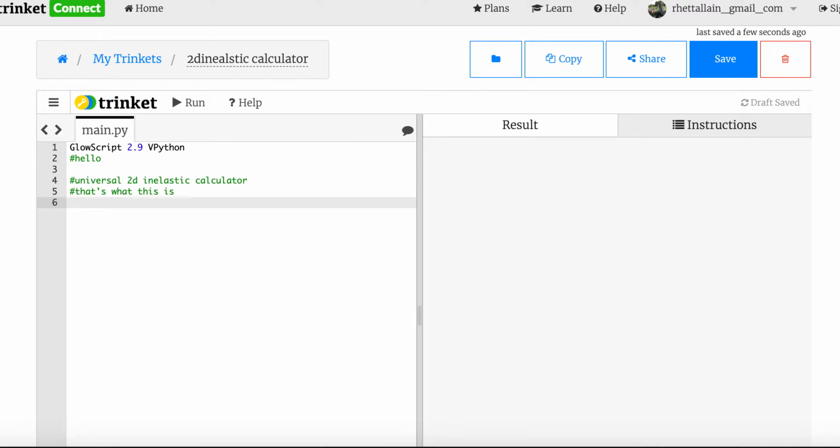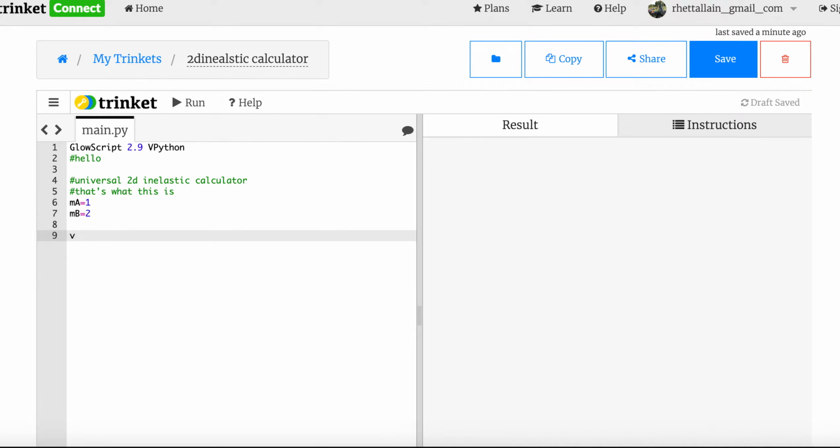We have two cars. So the two cars have mass MA. So let's just go MA. What is that going to be? I'll use MA. It's going to be, let's say it's 1 kilogram. MB is 2 kilograms. And then they have an initial velocity.